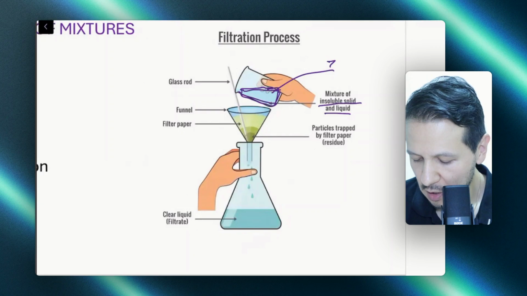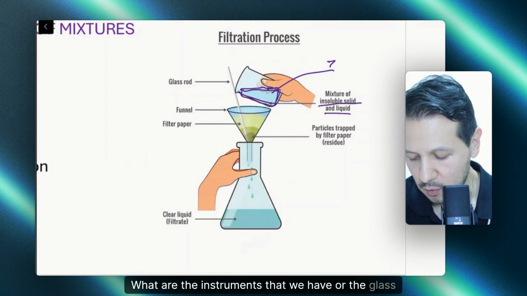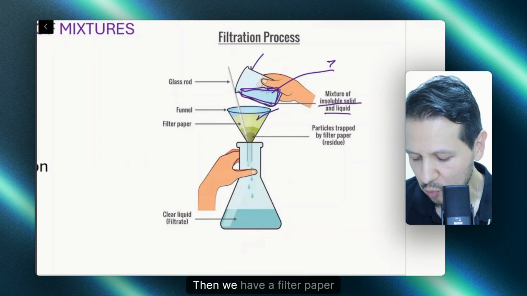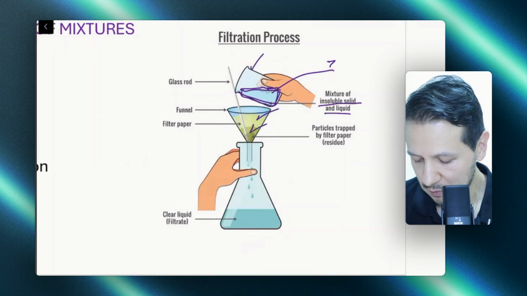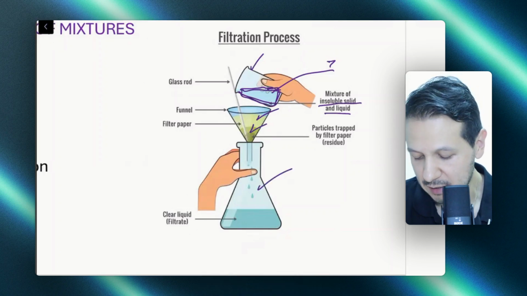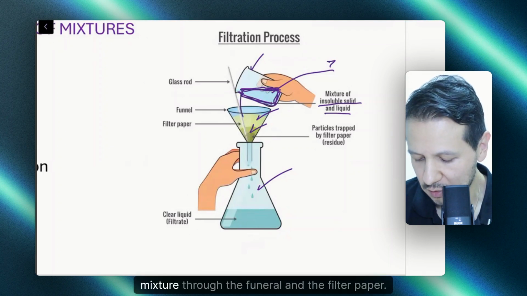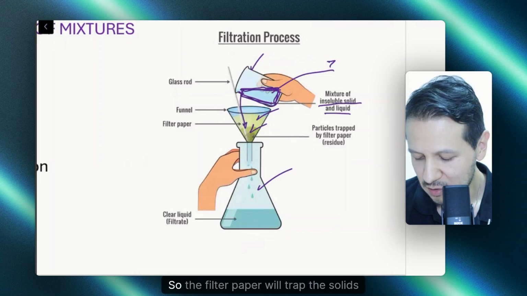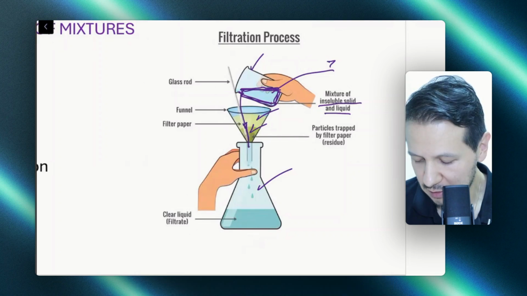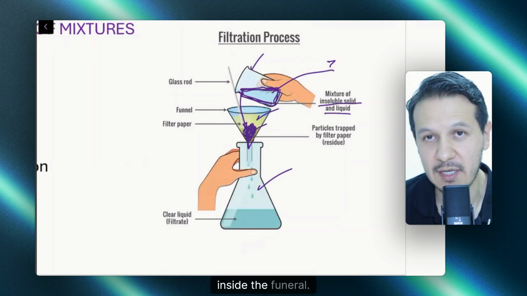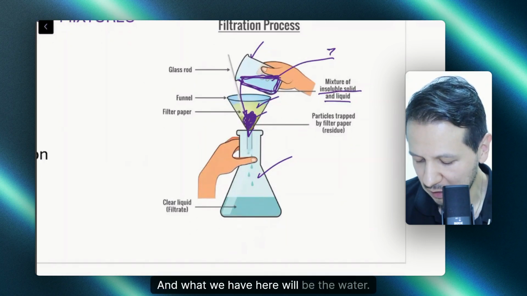This is our mixture. What are the instruments, or the glass material, that we have in this method? Here we have a beaker, then we have a funnel, then we have a filter paper inside the funnel, then we have a conical flask. Okay, these are all materials. How does it work? So you have the mixture of sand and water. You pour the mixture through the funnel and the filter paper. The filter paper will trap the solids that are not soluble in water, some rocks, silicon oxide, sand. They will be trapped in the filter paper inside the funnel, and what we have here will be the water.